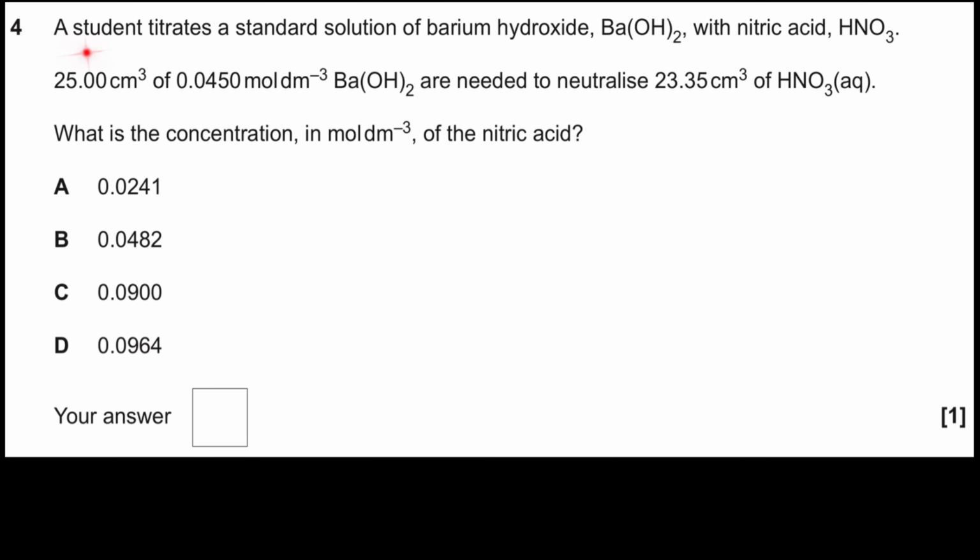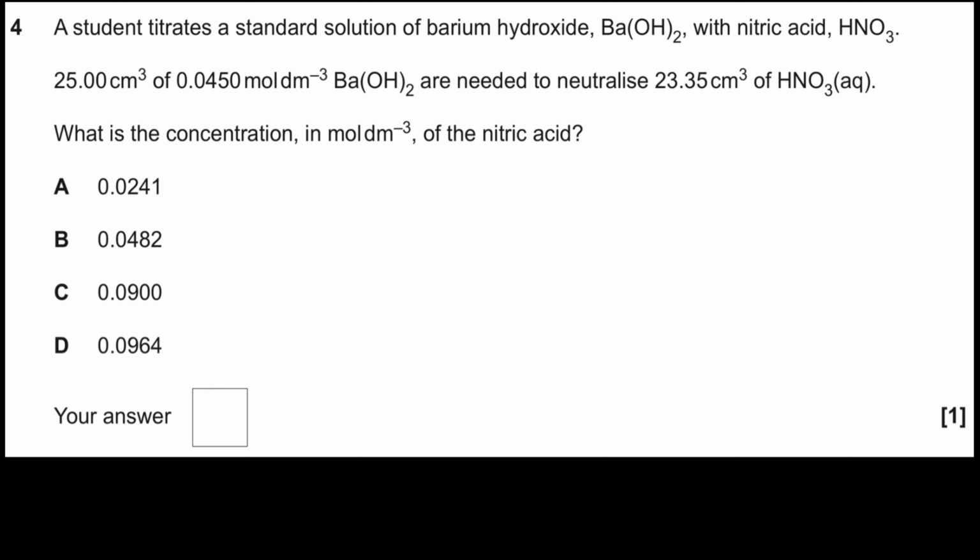Question 4. A student titrates a standard solution of barium hydroxide with nitric acid. 25 centimeter cube of 0.045 mole per decimeter cube of barium hydroxide is needed to neutralize 23.35 centimeter cube of nitric acid. What is the concentration in mole per decimeter cube of the nitric acid?